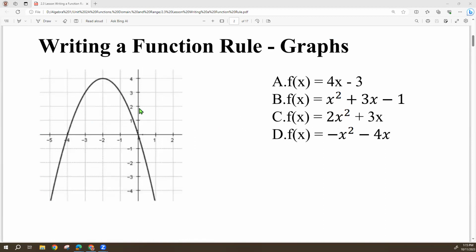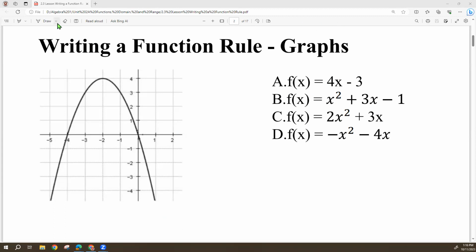So here we have a graph of a function. This is a quadratic function, which we'll talk much more about in the future. But right now we are trying to match up which function rule, or which function equation, matches this one. And for us at this point in the year, the way we are going to do it is by graphing them and seeing which one matches.